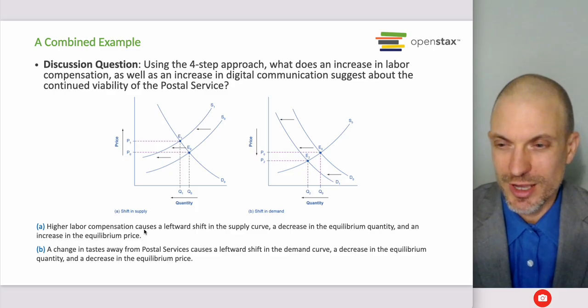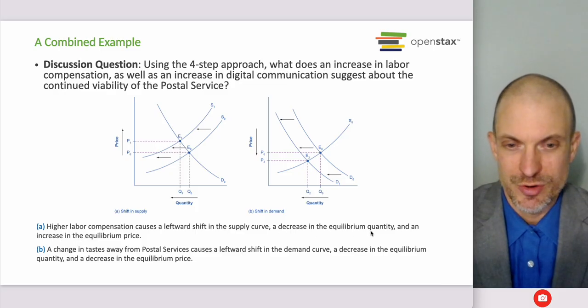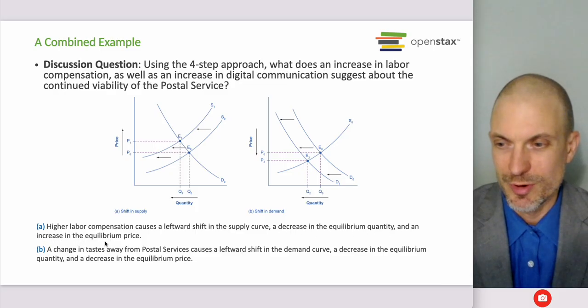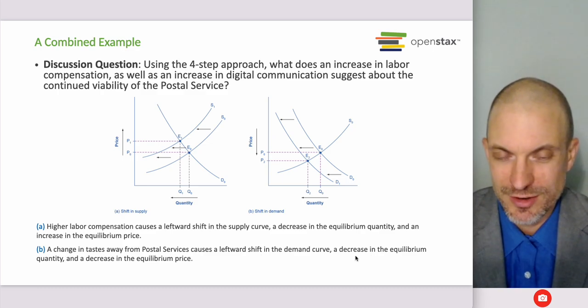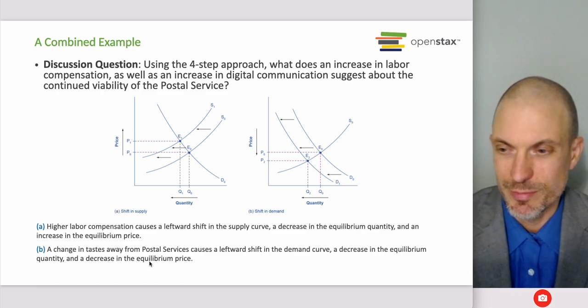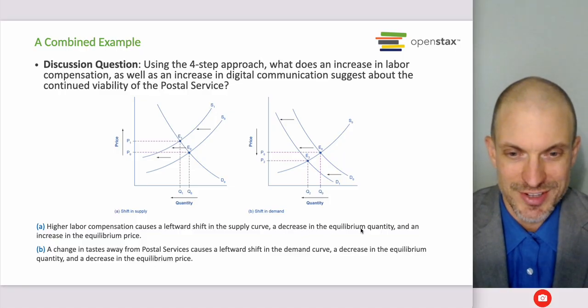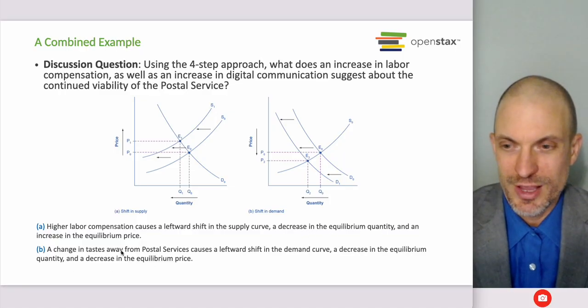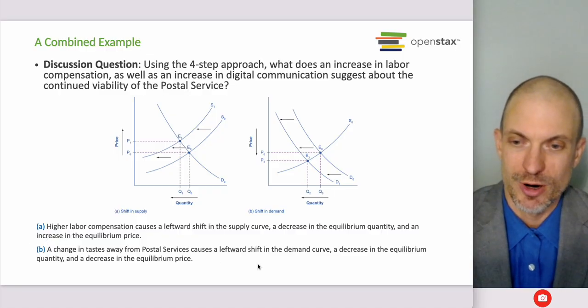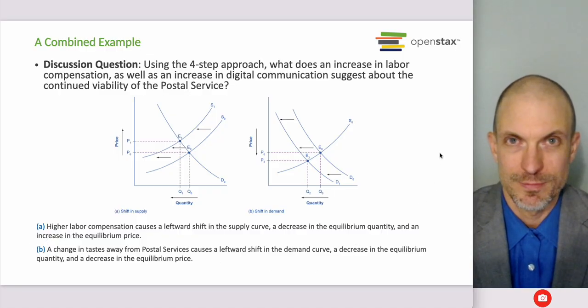Let's see, higher labor compensation causes a leftward shift to supply, decrease in equilibrium quantity, increase in equilibrium price. Change in taste away from the Postal Service causes a leftward shift to demand, decrease in equilibrium quantity, decrease in equilibrium price. They agree on the decrease in equilibrium quantity. They disagree about price. At the end of the day, knowing what we're actually predicting in the market requires the additional information about whether it was part A or part B that was more dominant.